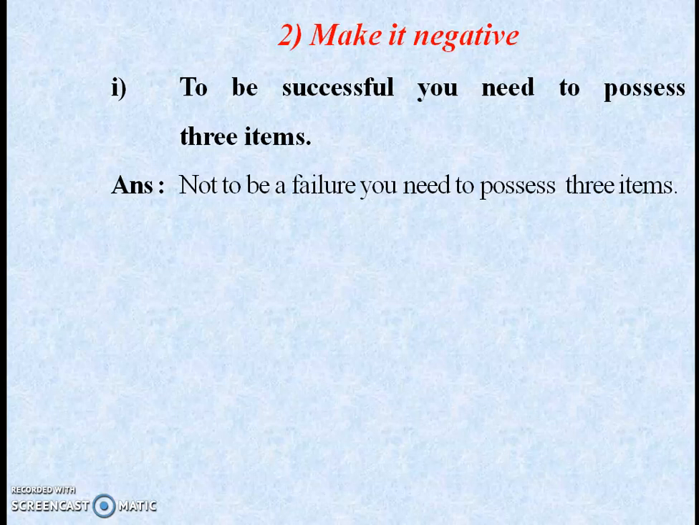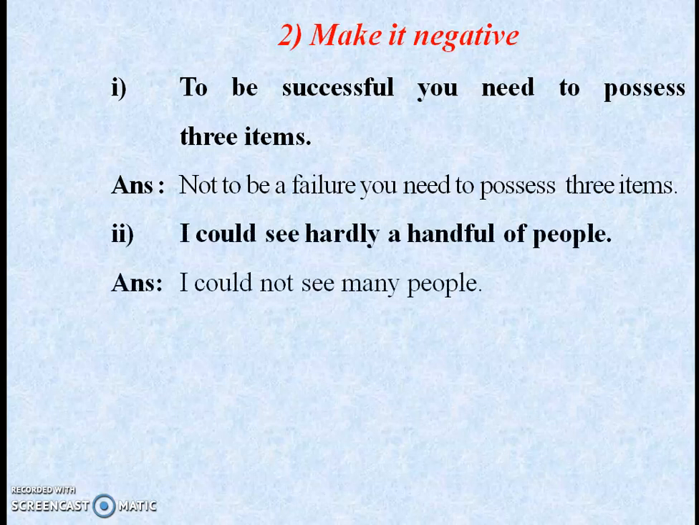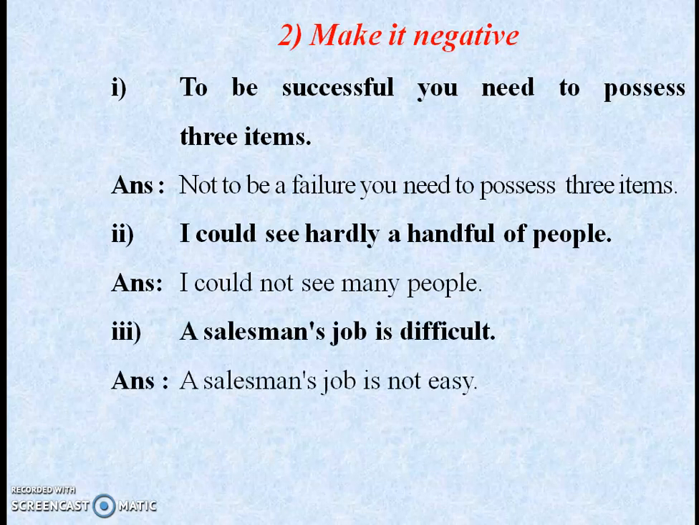To be successful, you need to possess 3 items. It's affirmative, we have to convert it to negative. Not to be a failure, you need to possess 3 items. I could see hardly a handful of people. I could not see many people. Third example, the salesman's job is difficult. It's an affirmative sentence. A salesman's job is not easy. It is a negative sentence.